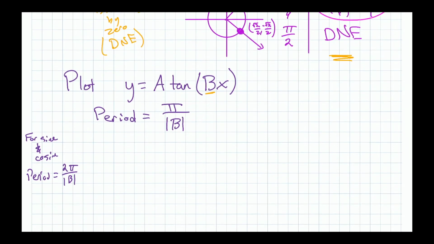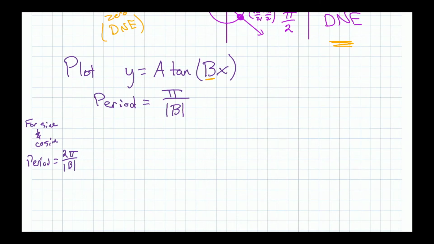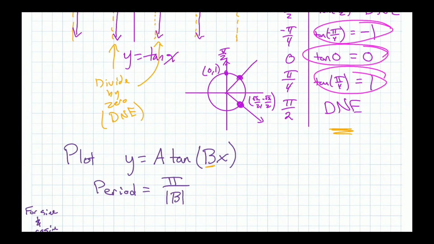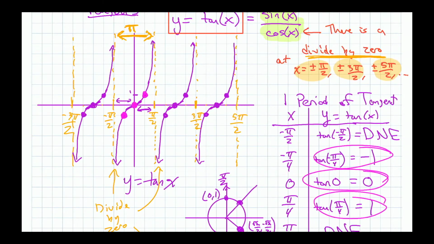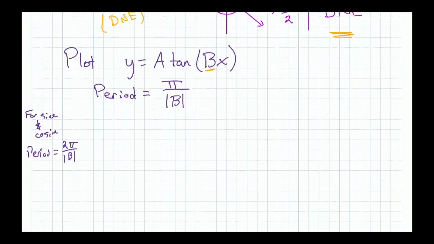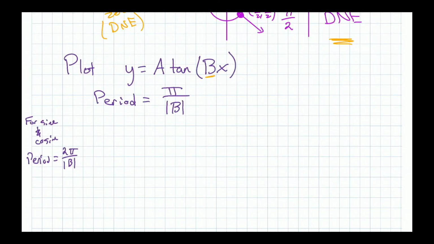Now, there's no amplitude, okay? There's no amplitude. Why? Because the amplitude, remember, was by definition 1/2 of the maximum minus the minimum. And this has no maximum and minimum because it goes up to infinity. No maximum, no minimum. So no amplitude, right? So the B tells you the period, okay?